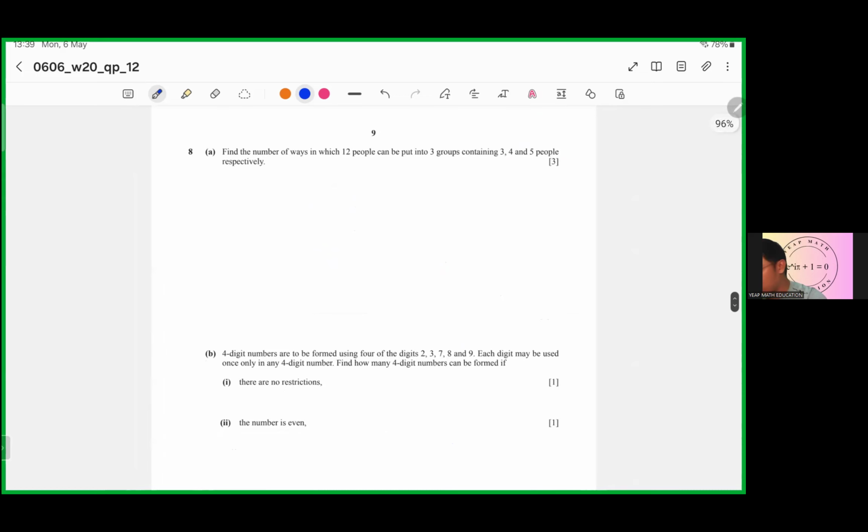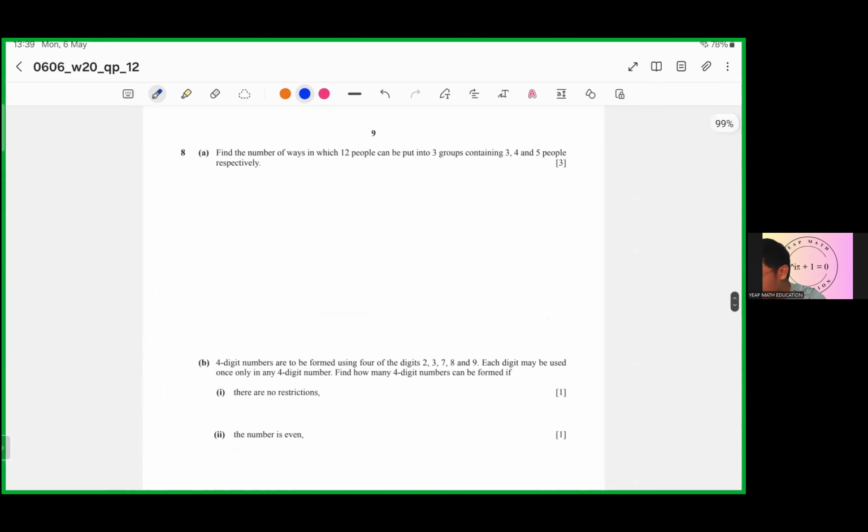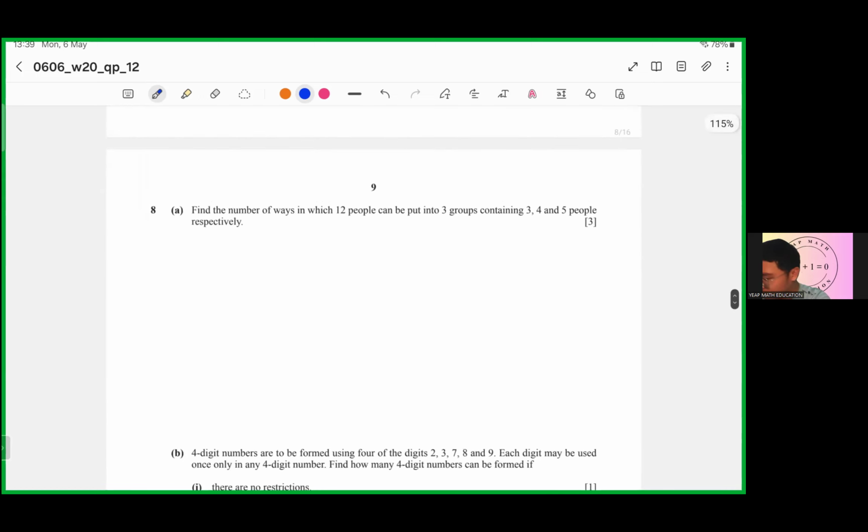Find the number of ways in which 12 people can be put in 3 groups containing 3, 4, and 5 people respectively. So it means we have 12 people, and we need to put them in 3 groups. One group is 3 people, the second group is 4 people, and the third group is 5 people only. So how do we do this question? We can write 12, randomly.